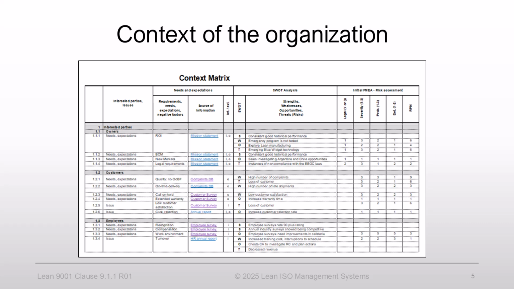For example, you should measure turnover rates or engagement scores if employee satisfaction is a risk. If warranty claims are skyrocketing, track defect rates and customer complaints.